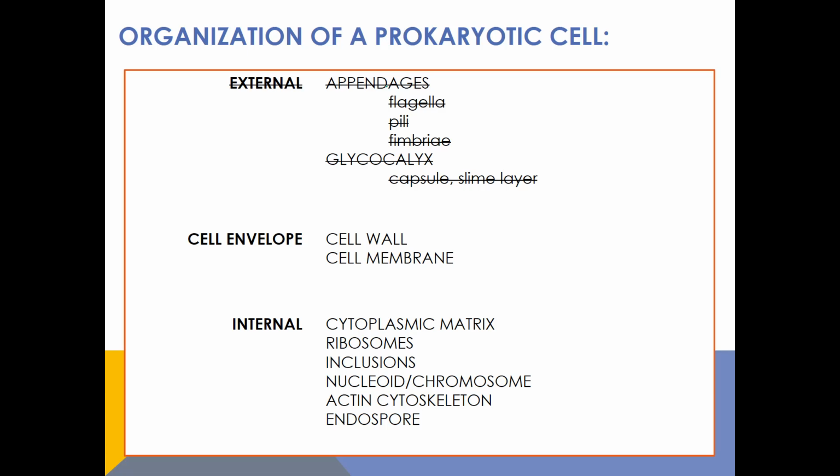Welcome back to Prokaryotes, Part 2. We're going to be talking about the cell envelope, the cell wall, and the cell membrane. The cell envelope is everything that divides the inside of the cell from the outside of the cell, and that is composed of a cell membrane. All cells have a cell membrane, and potentially a cell wall.